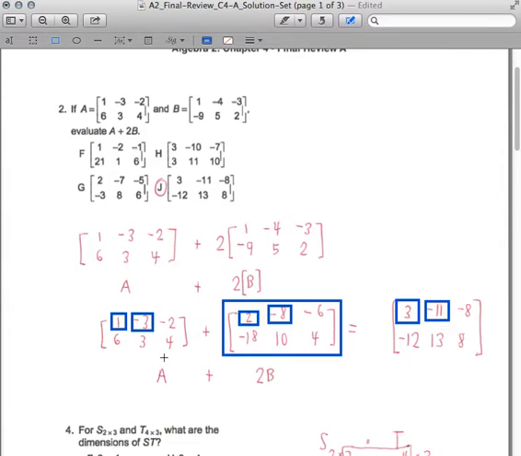So that is how we both add and or subtract matrices, and that is also how we would apply a scalar multiplier to a matrix if that's part of the problem as well.